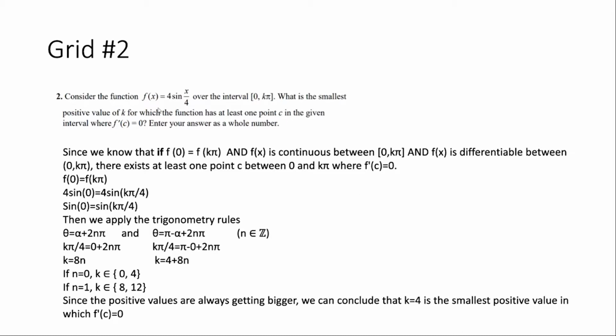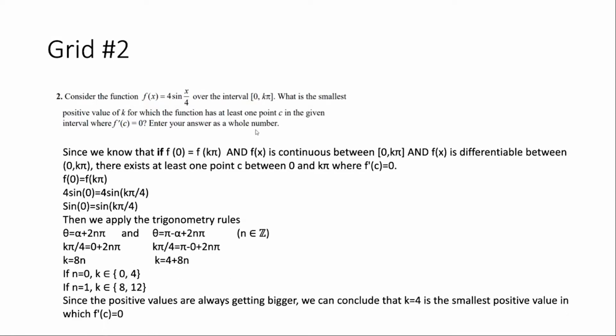Since they're asking for the smallest positive value, we want something greater than 0, so we don't substitute n with any negative values, because that would obviously give a negative number, which will not satisfy the question. So if n equals 0, k has the values of 0 and 4 from the equations. If n equals 1, k has the values of 8 and 12. Since the positive values are always getting bigger, we can conclude that k equals 4 is the smallest positive value in which f prime of c equals 0.